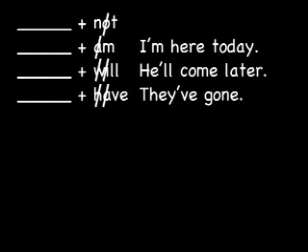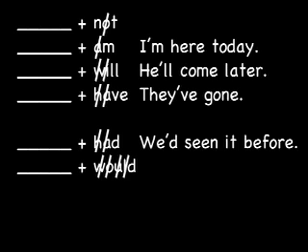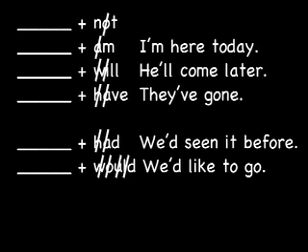Sometimes two contractions look identical but mean different things. Let's look at contractions containing the words had and would. In both cases, all letters except the D at the end are replaced. It is only through the context of the rest of the sentence that the reader would know either contraction's meaning. In we'd seen it before, we'd means we had. In we'd like to go, we'd means we would.